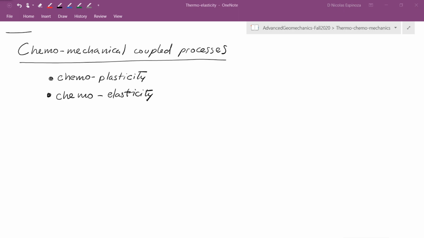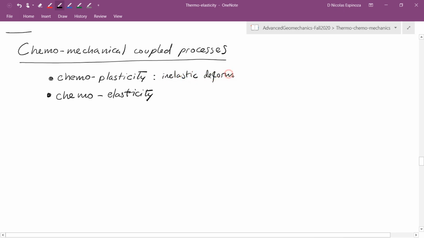In this video, we're going to talk about chemo-mechanical coupled processes. Before we get started, I'd like to divide these two into chemoplasticity and chemo-elasticity. In chemoplasticity, we deal with problems in which inelastic deformations are caused or assisted by chemical processes.